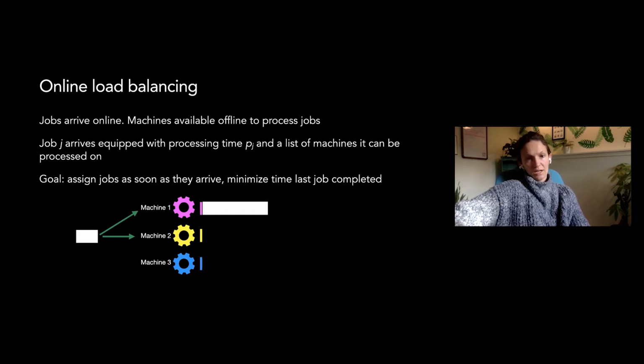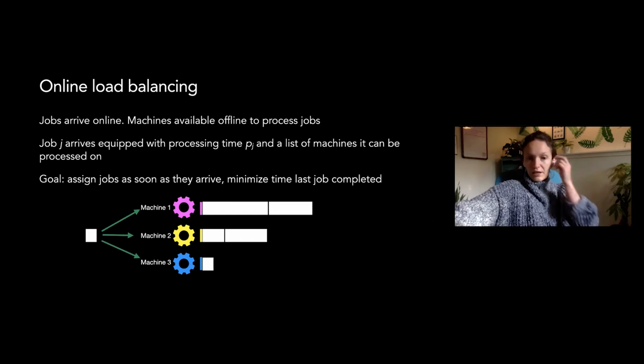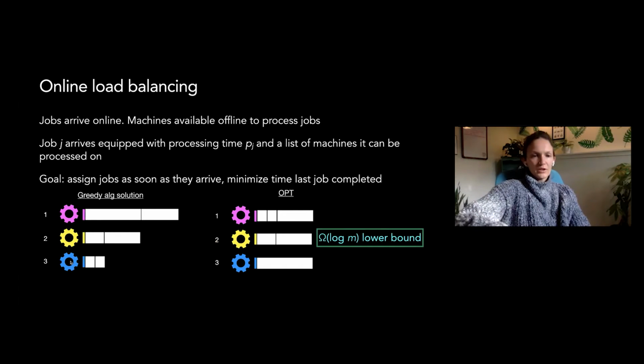My next job arrives. Machine 1's already got a pretty long job on it, so let's put that on machine 2. Next job arrives. Again, machine 1's still busier than machine 2, so I'm going to put it on machine 2. Next job arrives, and I don't really care between the two. Then I have this small job arrive. I'll put it on the machine I haven't used yet. And again, I'll put it on the machine with the least load. So with this greedy algorithm, we get the solution over here to the left. But the optimal offline solution would have been to completely equally balance these machines.